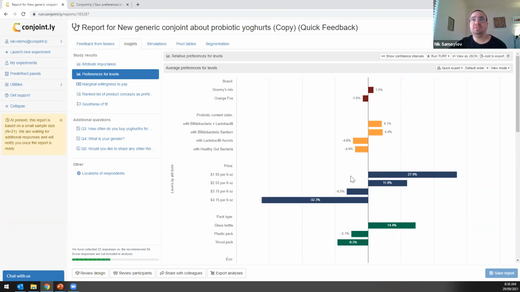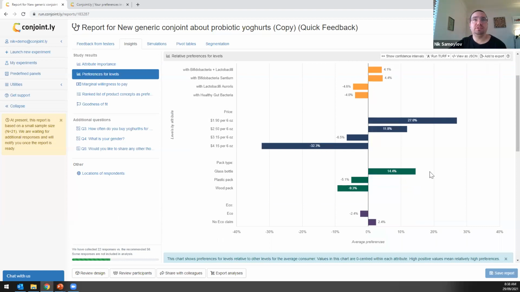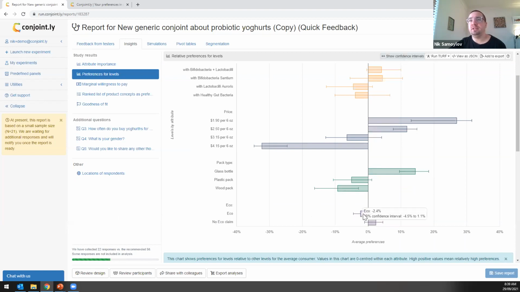Then we can see that the first couple of claims outperformed the third and fourth probiotic claim. We see that respondents strongly prefer lower pricing, which of course makes sense. They also seem to like glass bottle, which also makes sense. And they seem to actually like where it says no eco claim. But if you switch on confidence intervals, again, you see that the two intersect, and it could be reversed if we had larger sample size.